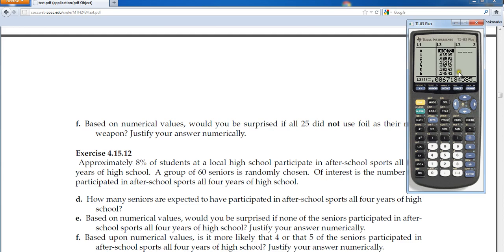So basically, when it says, is it more likely that 4 or 5 of the seniors participated, strictly numerically, it's more likely that 4 participated than 5 participated. But essentially, those are the two modes of the distribution, because roughly, if you look at this, 37% of the results are going to fall between 4 and 5. So I guess that's what we're getting at there.